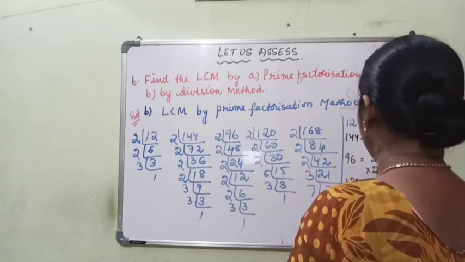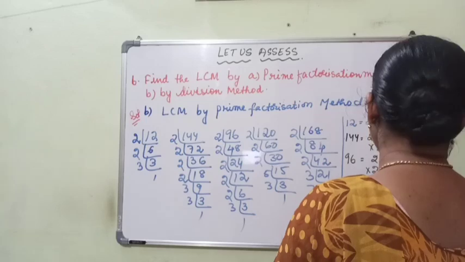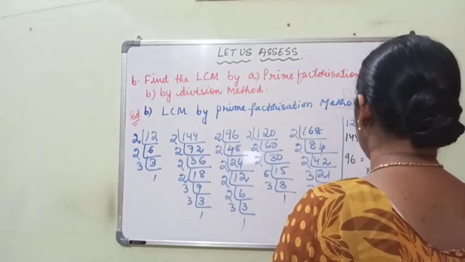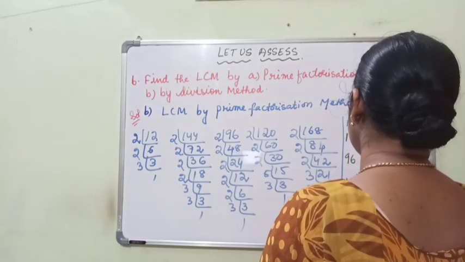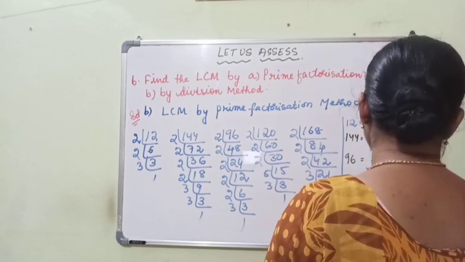Then comes the number 120. We have 2 into 2 into 2 into 3 into 5. Then 168 is 2 into 2 into 2 into 3 into 7.